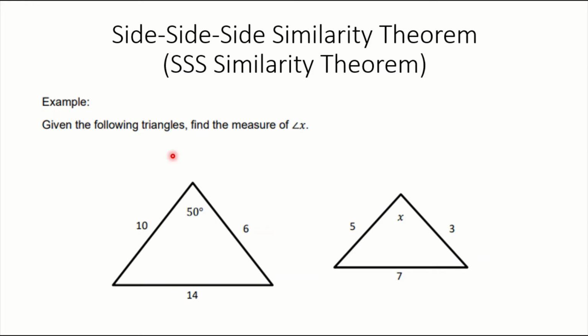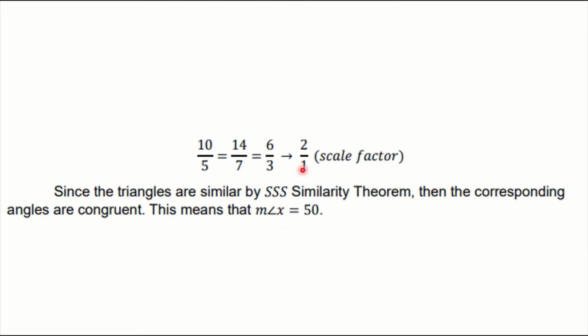So given on these triangles, we have here 10, 6, 14, 5, 3, and 7. So the question is, what is the measure of angle X? Okay? So if this one is 50, what will be the value of this one? So the answer here is 10 over 5, 14 over 7, and 6 over 3 having a scale factor of 2 over 1. So because the lowest term of 10 over 5, 14 over 7, and 6 over 3 is 2 over 1. And they are all equal.